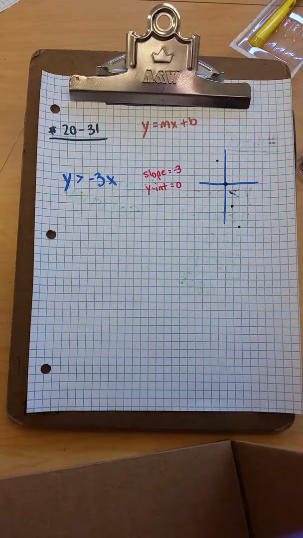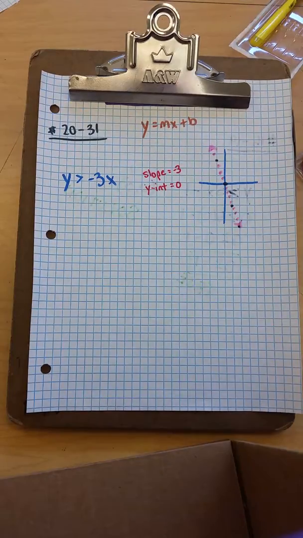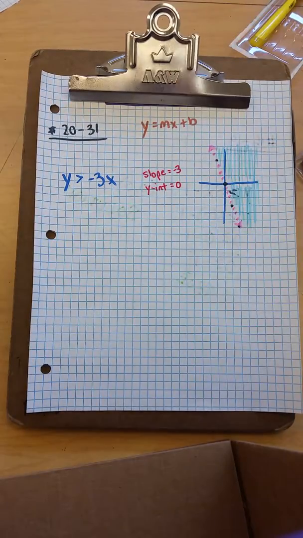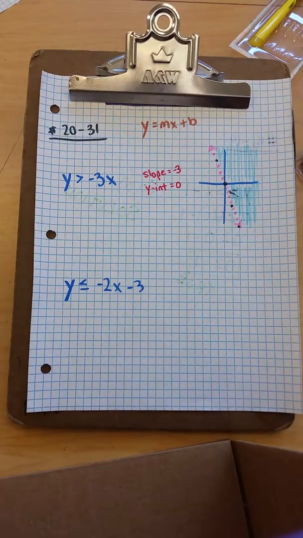Since it's greater than, without a line underneath it, we get a dotted line. Because y is on the big side of the inequality, we shade above the line. Number 23 says y is less than or equal to -2x minus 3. Once again, it's already in y equals mx plus b form, so we can find our slope, our y-intercept, figure out if it's a dotted or a solid line, and then shade up or down.